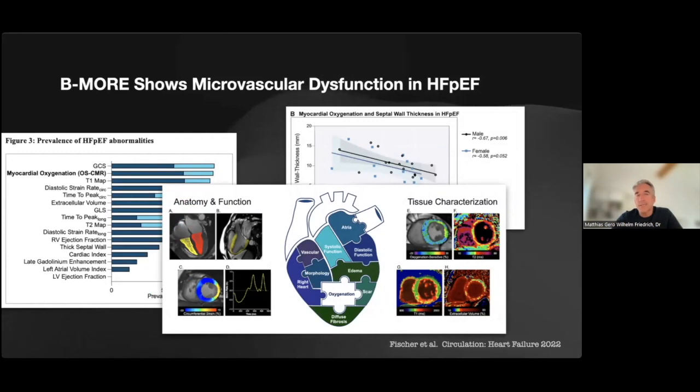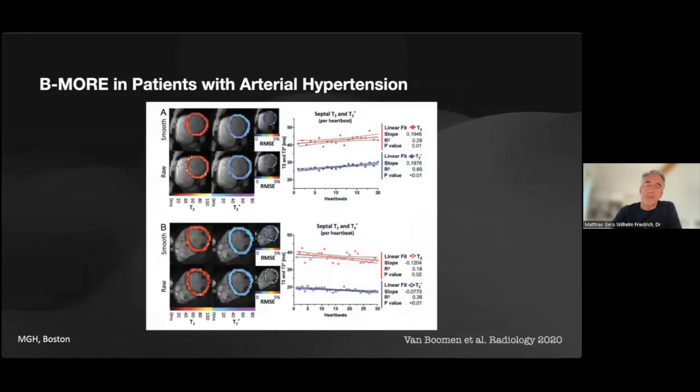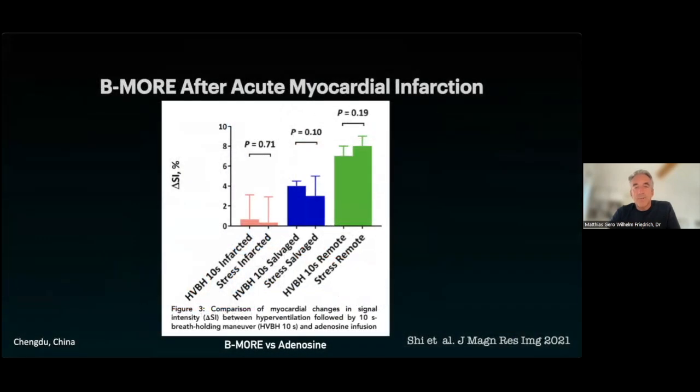Now, some of these results have been reproduced by other groups. One of them here from the Harvard Medical School in Boston, in patients with arterial hypertension. And here's a study from China. They even had already a significant difference where the 10-second breath out could identify infarcted tissue and differentiate it from salvage tissue and normal tissue.